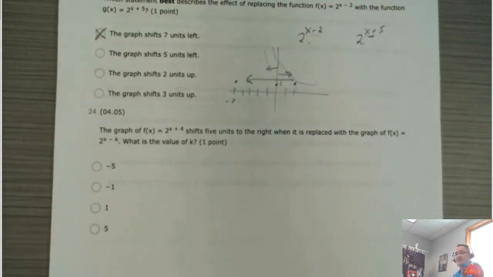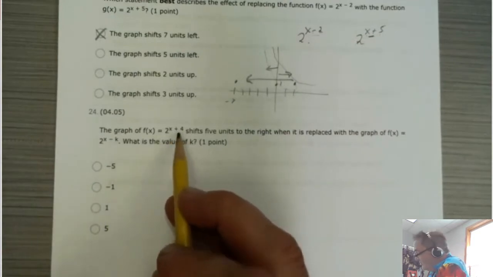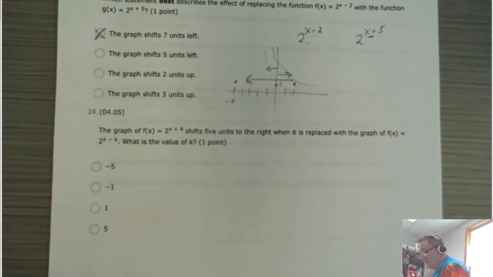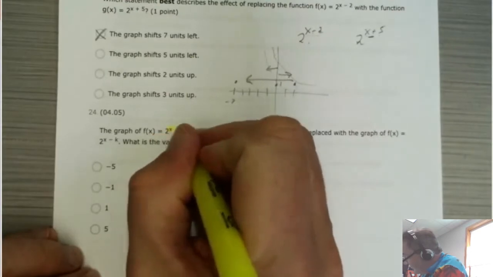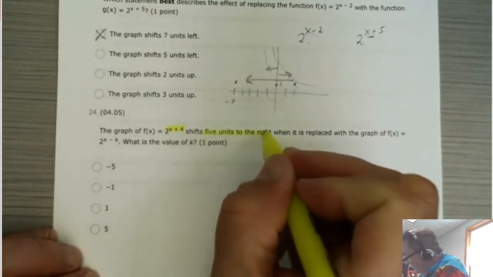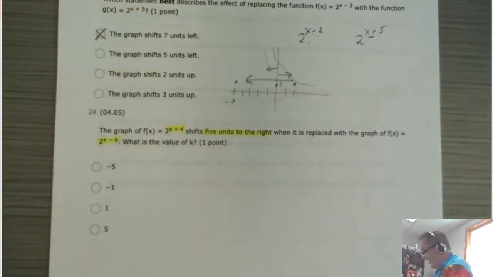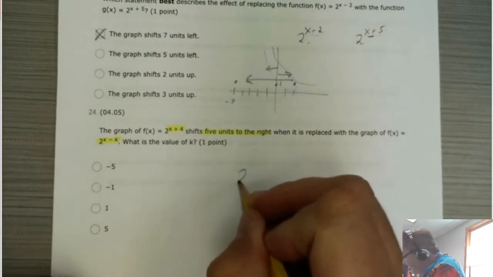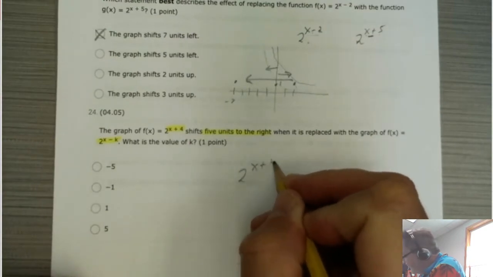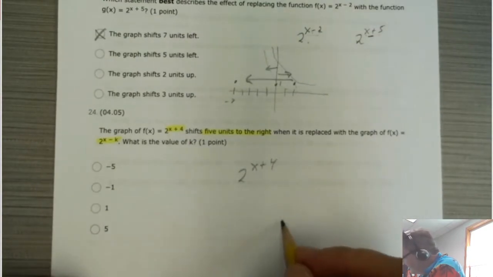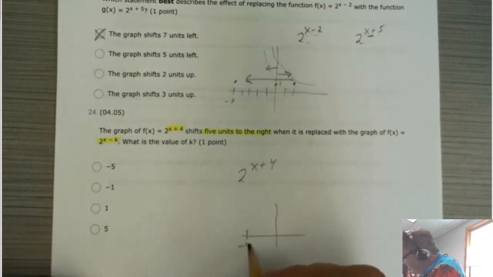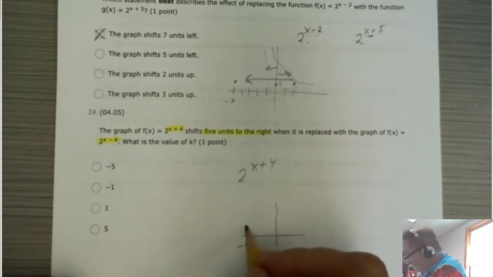All right, let's look at this. The graph of f of x equals 2 to the x plus 4 shifts 5 units to the right when it's 2 to the x minus k. What is the value of k? So 2 to the x plus 4, right? So that's going to be from 0. It's going to be over here at negative 4, where it crosses at the 1.